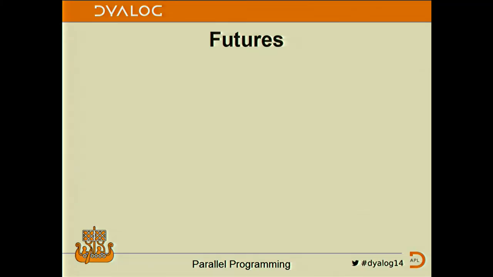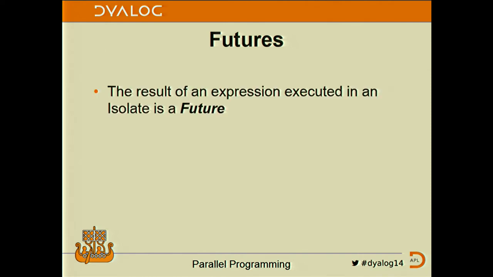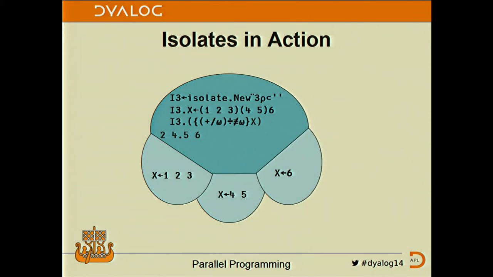And the other piece of the technology that makes this really interesting is that whenever you execute an expression inside one of these isolates, no matter how long that expression takes to run, you immediately get an array item back, which is a new data type called a future. So in that expression we looked at before, when we executed this, APL actually immediately got a three-element array back. It then had to wait for the results to come back because we decided to display them.